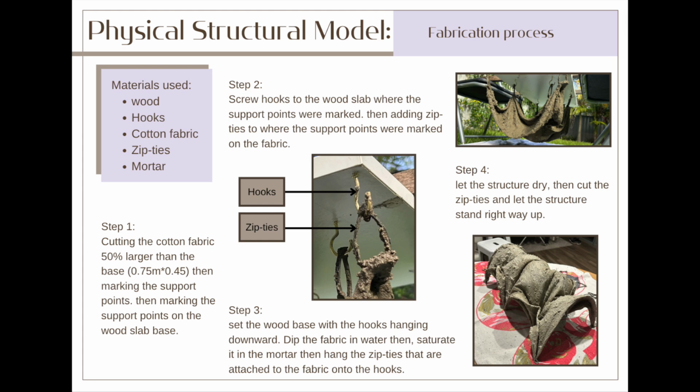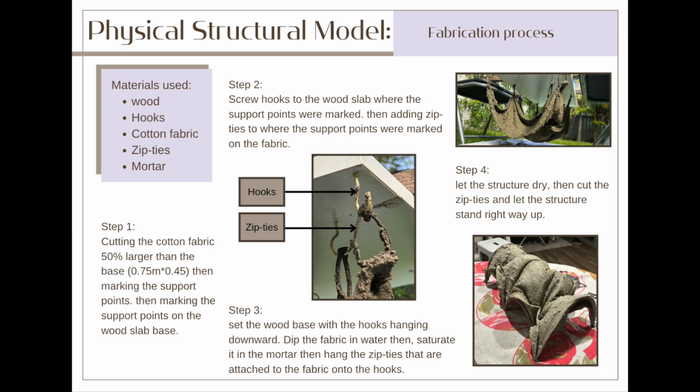Step 1. Cutting the cotton fabric 50% larger than the base, then making the support points. After that, I mark the support points on the wood slab base. Step 2. Screw hooks to the wood slab where the support points were marked, then add zip ties to where the support points were marked on the fabric.